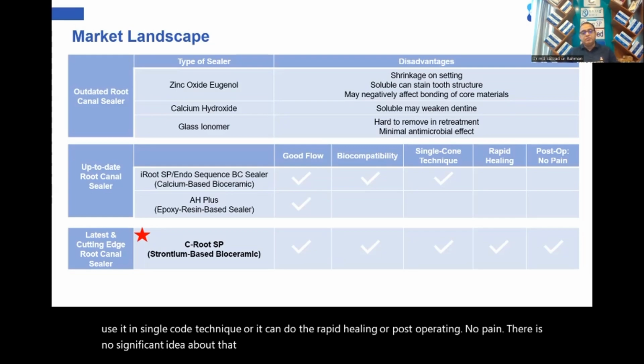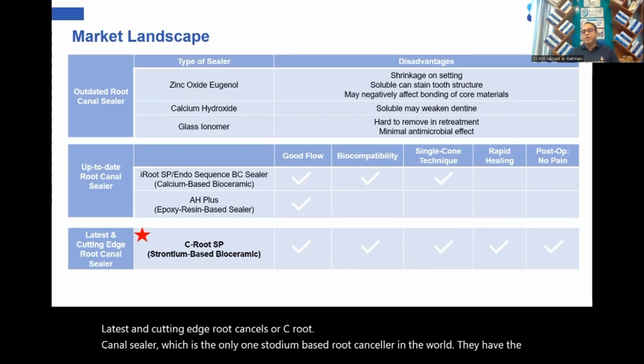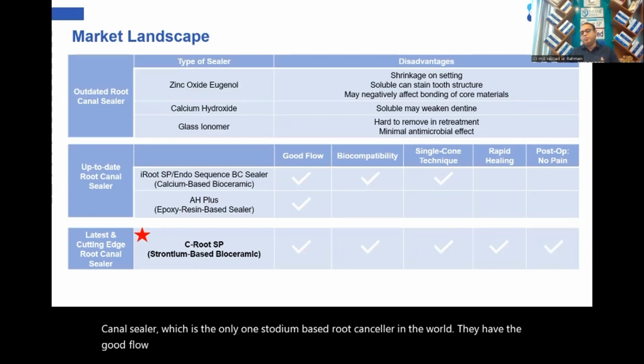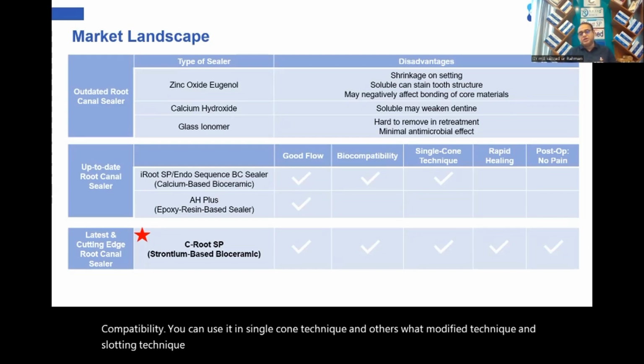But in case of the latest and cutting edge root canal sealers, there is Root SP, a strontium-based root canal sealer, which is the only strontium-based root canal sealer in the world. They have good flow. They have good biocompatibility. You can use it in single cone technique and others, like the modified technique and slotting technique, basic hydraulic condensation technique, and bonded obturation technique. And it can do rapid healing, and post-operatively there is no pain or mild pain.